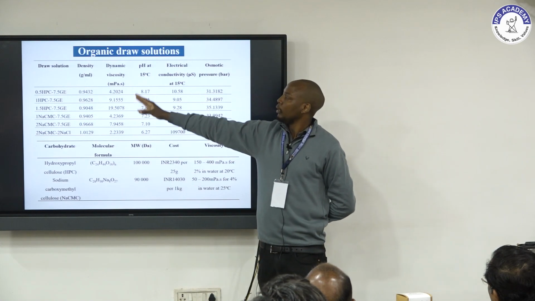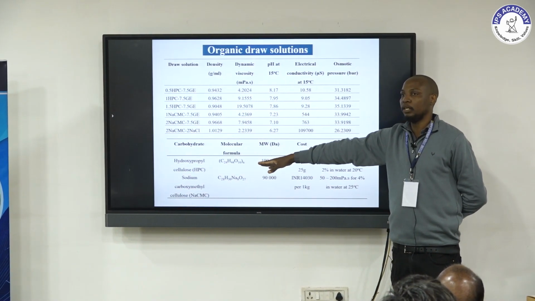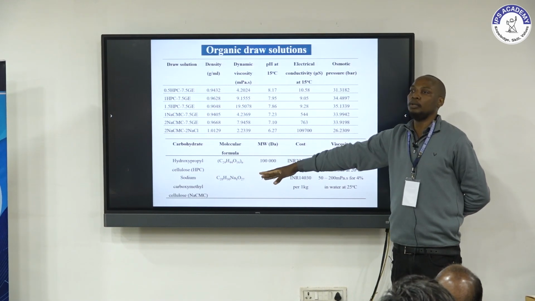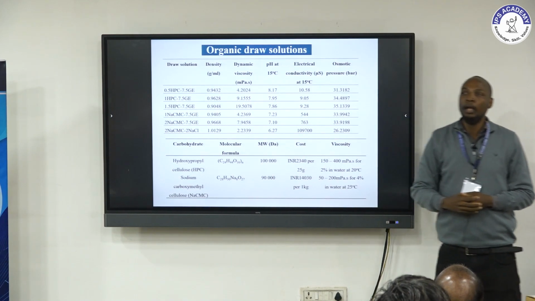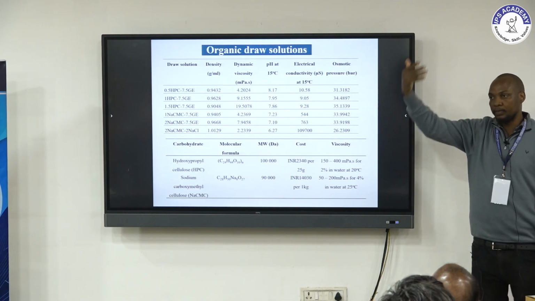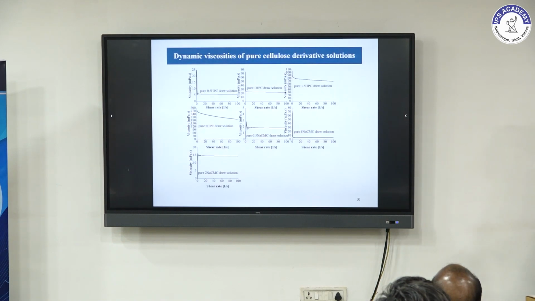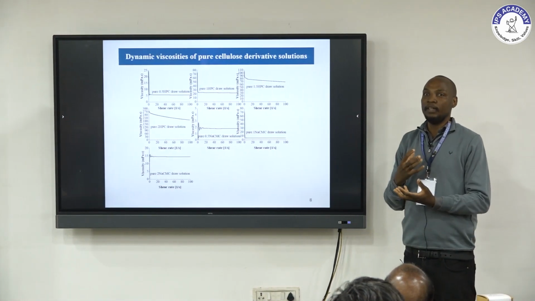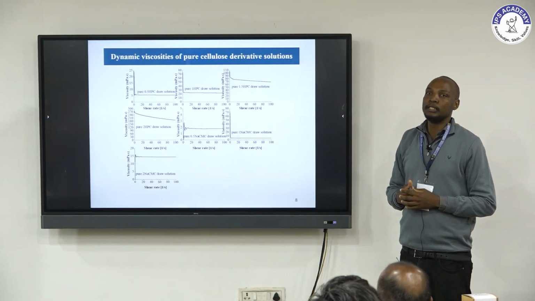So the first one, we're using a cellulose derivative, either hydroxypropyl cellulose or sodium carboxymethyl cellulose, then as a binary mixture with the glycol ether. And these are the osmotic pressures. I'll explain these results later in detail. Now, dynamic viscosity. Viscosity is very, very important in the draw solution because you have to pump the solutions in the system.